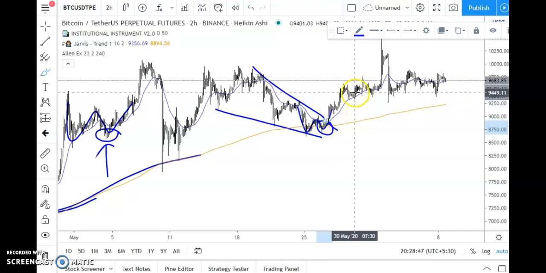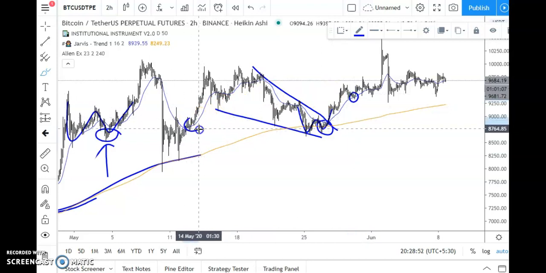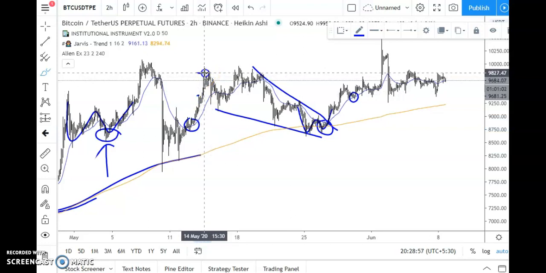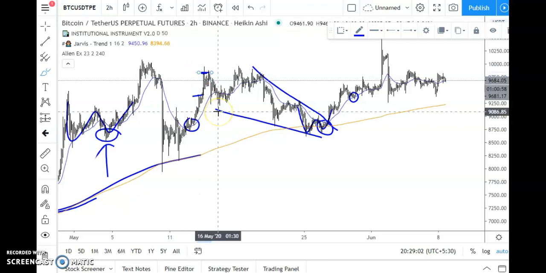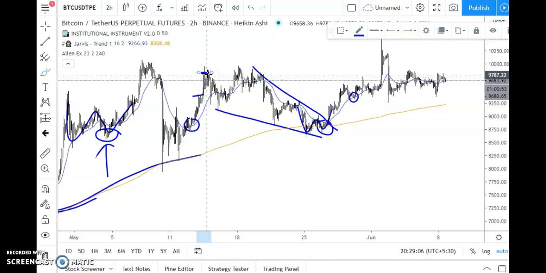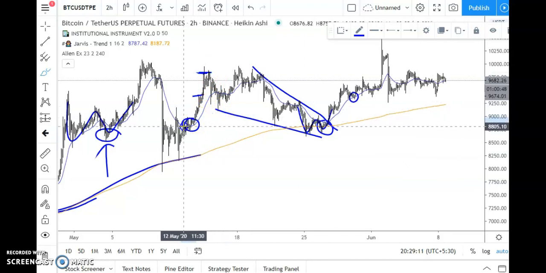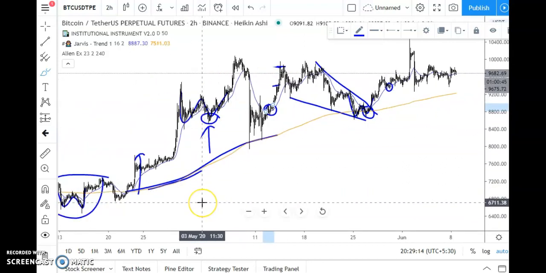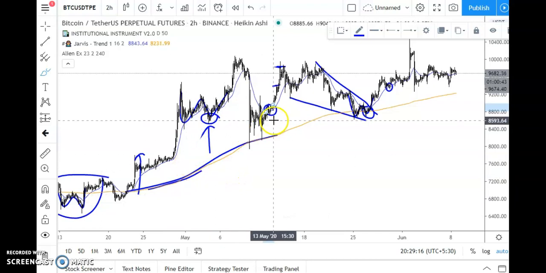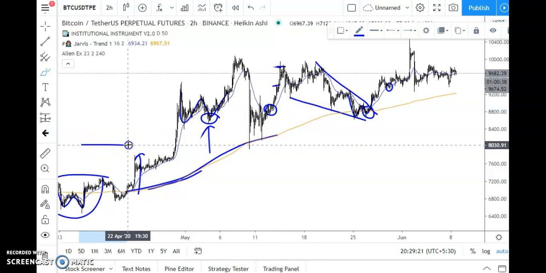Always take entry at the support. Remember one thing, always take entry at the support region. Never enter here, never enter here. If you enter here and the price comes down, you'll start crying that the trend was bullish, I bought it, but the price came down. So always enter at the support. If you are longing, always enter at the support. If you are shorting, always enter at the resistance region.